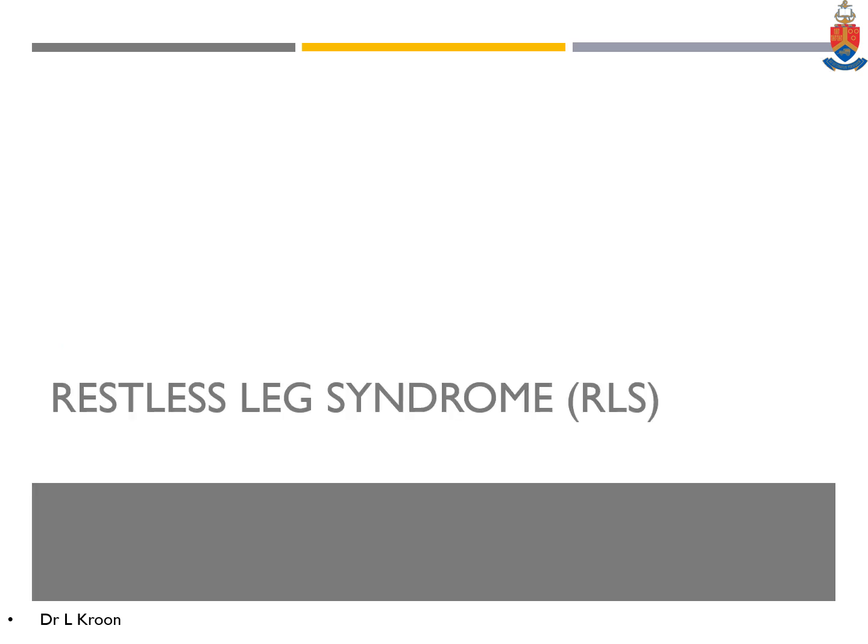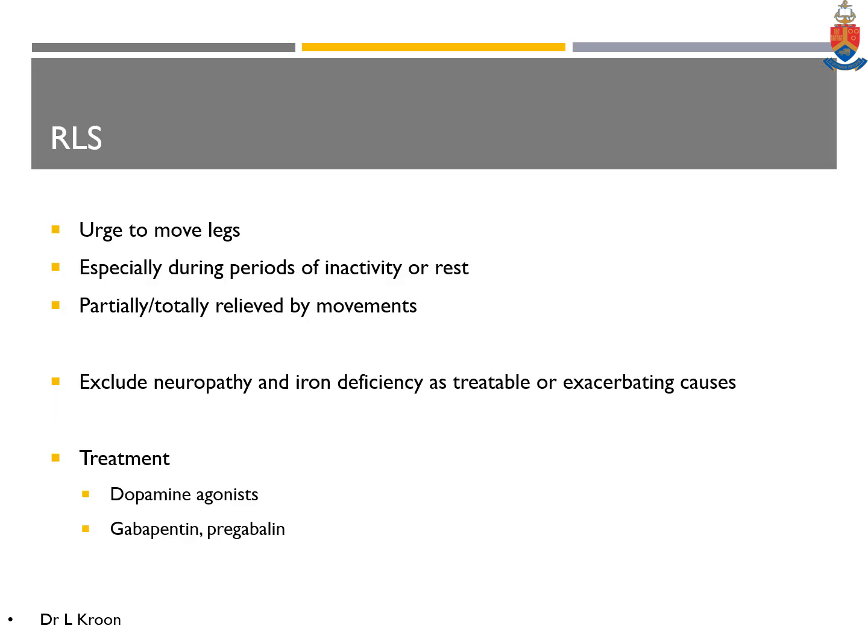So looking at restless leg syndrome. The symptoms of restless leg syndrome are that patients will have the urge to move their legs, especially during periods of inactivity or rest, and these are partially or totally relieved by moving them. It's probably important to exclude other neuropathies or iron deficiency anemia. It can even occur with just being in the state of being iron deficient without having anemia as well, and therefore it's treatable and is an exacerbating cause of restless leg syndrome.